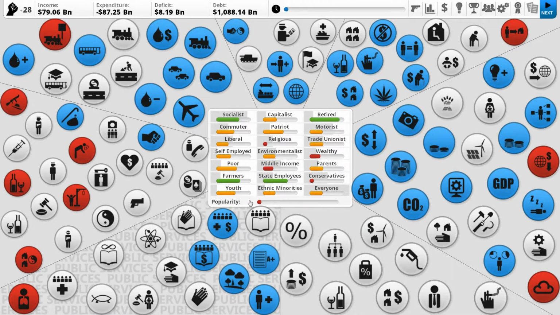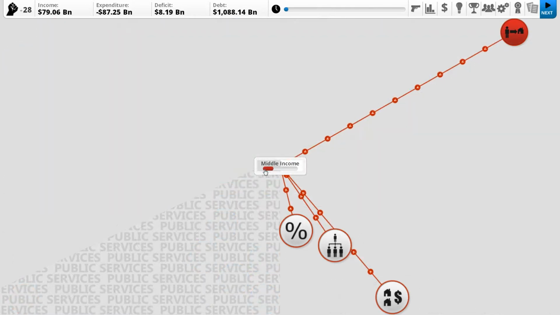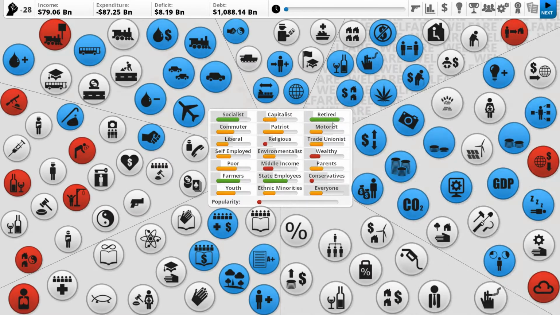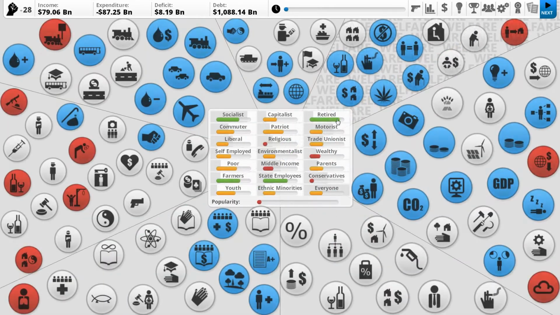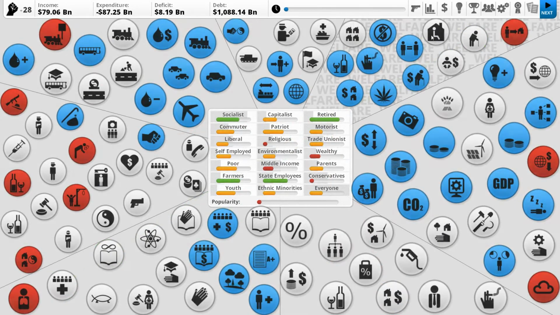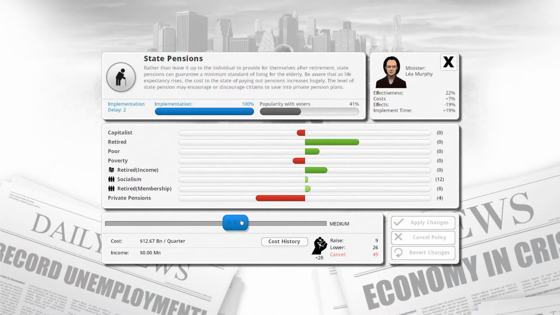It kind of seems like a sandbox game when you first start it, where you can do what you want, but you really want to cater to your public. So we can afford to make the retired people a little bit less happy just because we don't have a lot of them. And then that's going to bring down our deficit a little bit. So let's spend less money on that.